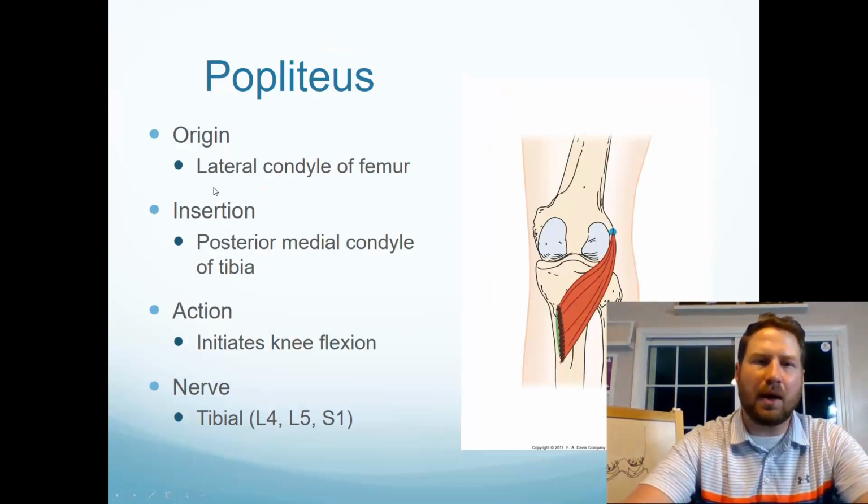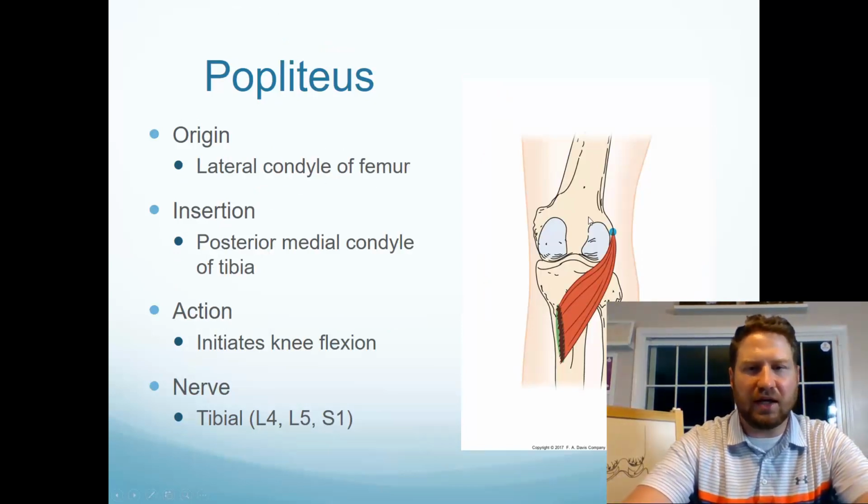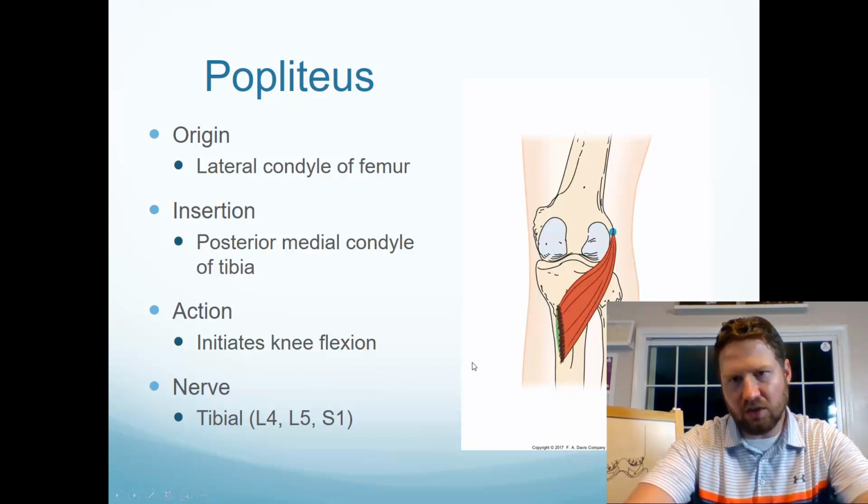Good. Okay, so popliteus, lateral condyle of the femur. This is the posterior view, and it goes to the posterior medial condyle of the tibia. Initiates knee flexion because we unlock the knee. You could write off to the side, unlocks the knee.